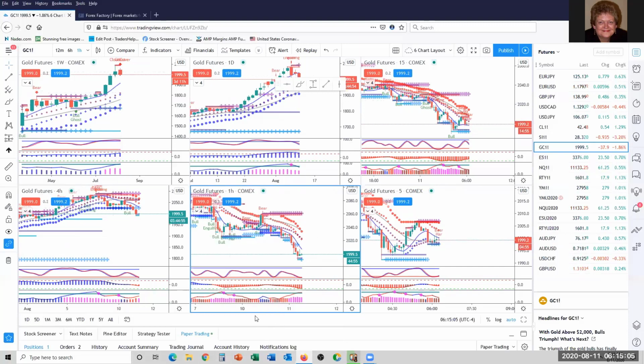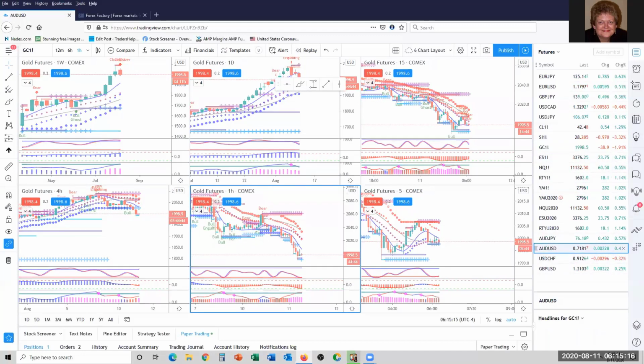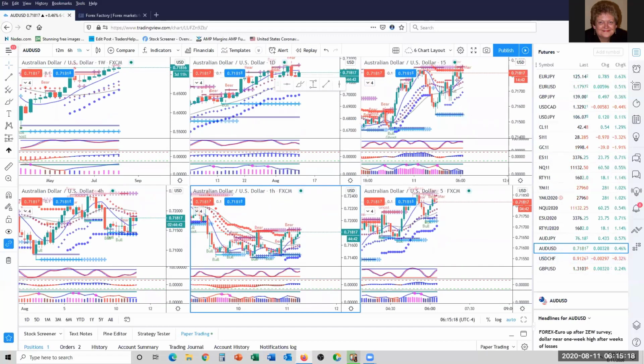You better have a very, very fast computer if you're trying to trade gold futures. And again, it's just something that popped into my head. Okay, let's go look at the Aussie dollar. Yes, I am ADD, so my brain pops around.